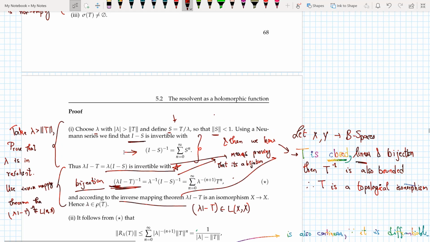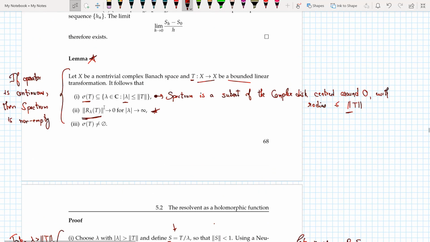So this is all I wanted. When I chose the mod of lambda greater than norm of T, I found that in such a case lambda belongs to the resolvent set, because in such cases lambda I minus T inverse exists and it is bounded. So I proved the other way around, that sigma T is the set of all lambdas belonging to the complex numbers such that mod of lambda is less than or equal to norm of T. It might be not just a single component, it might be two disconnected components also. So this is just one of the points I wanted to put across.